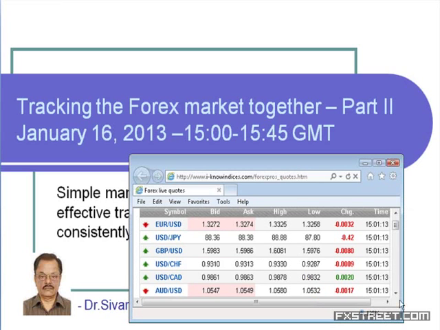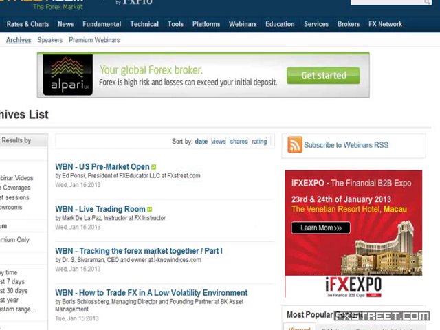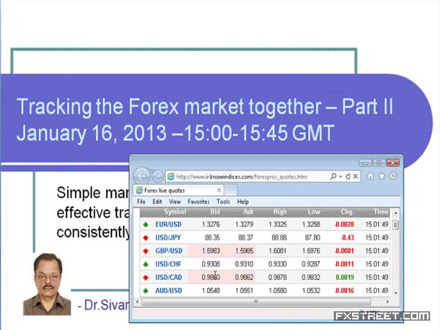Now, this is the live market code page, and for those who have not attended part 1, I'll just briefly explain the live market code page. You can also see in the archives the Tracking the Forex Market Together Part 1, which is recorded and displayed in fxtrade.com under archives. You can go through that and later understand what I try to explain to you as my method of trading in the market.